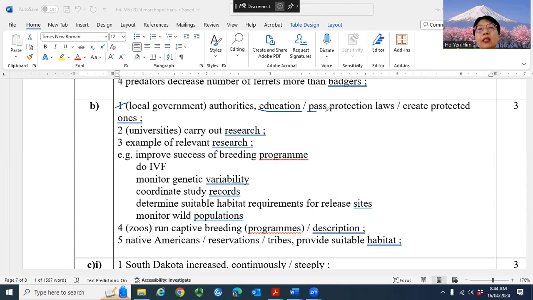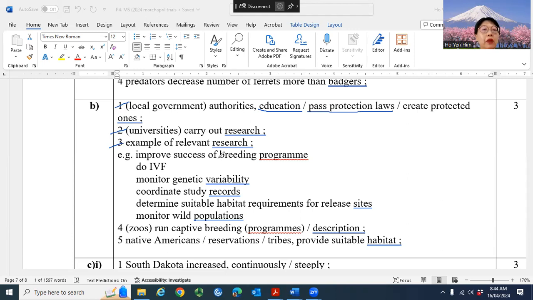Okay, to pass the protection laws. And then university, what do? University will carry out research. Then you give an example of the research. How is the research to increase their numbers and to release them to the wild?